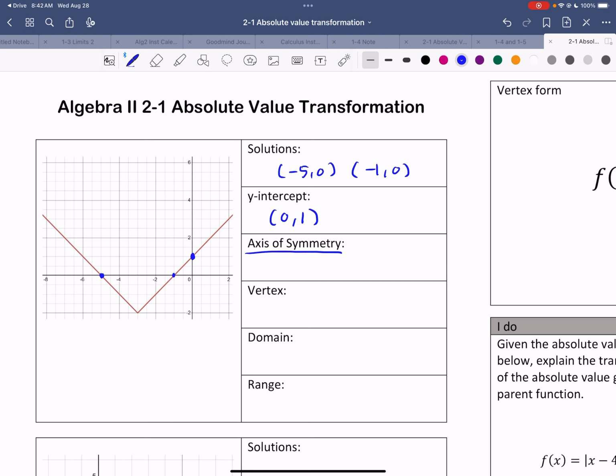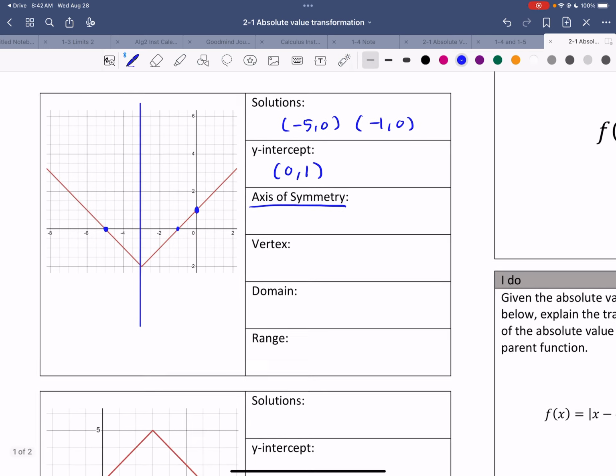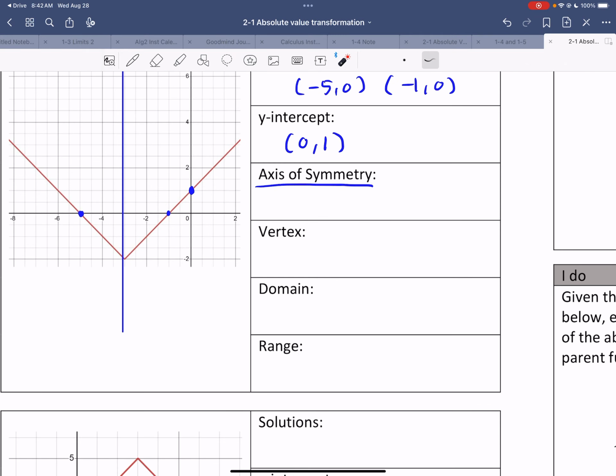Axis of symmetry. This one is a line that cuts this graph in half like this. Do you see this line make this graph symmetric to each other? That's axis of symmetry. And look at this. This graph touches where x is equal to negative 3. So this one is x equals negative 3.